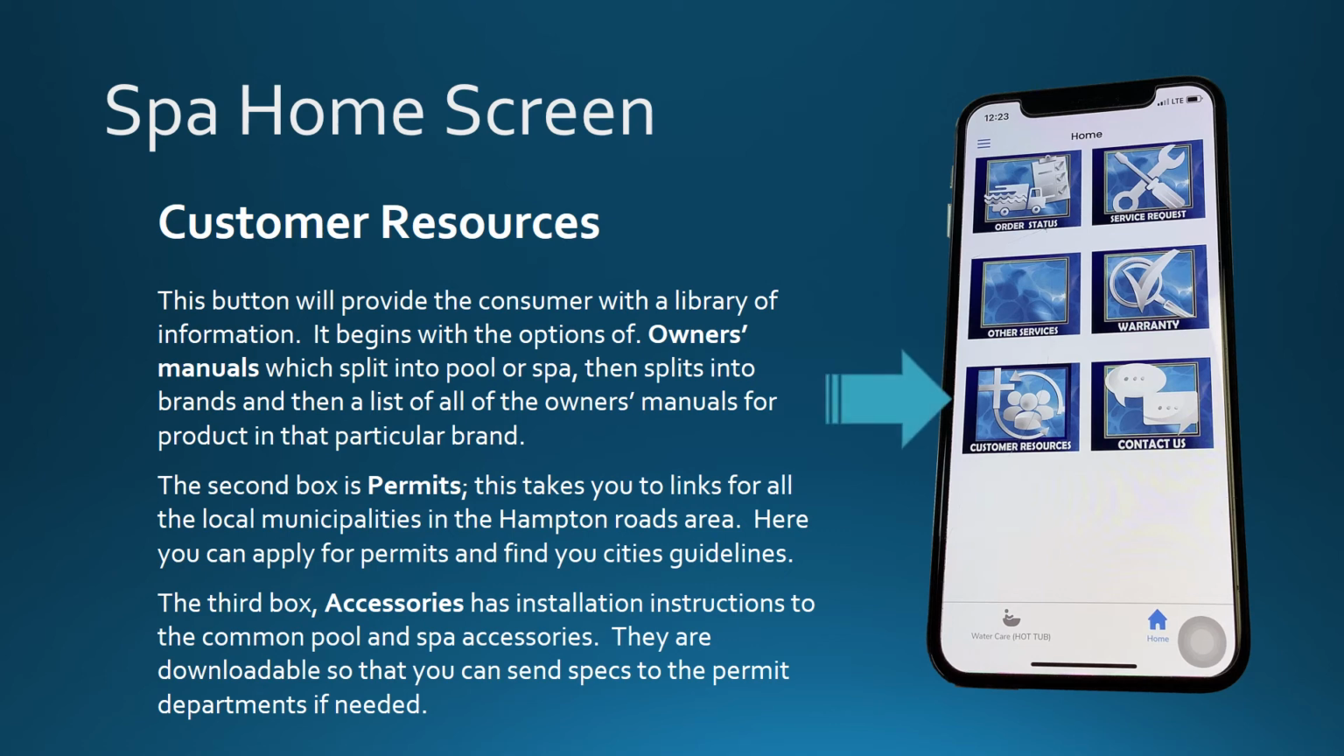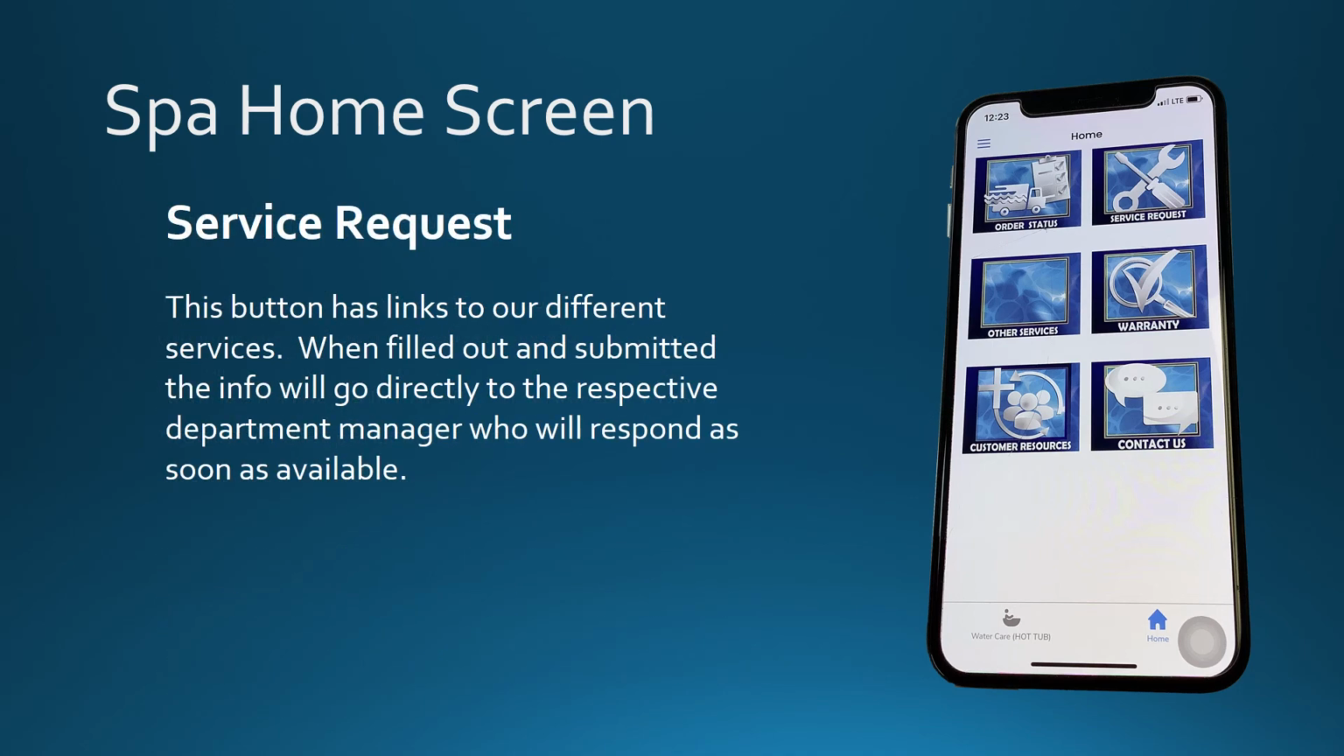On the bottom left is the Customer Resource button. This will provide the customer with options of owner's manuals. This page will split into pool and spa, then splits into brands, and a list of all of the owner's manuals for that particular brand. The second box is permits, which takes you to a link for all the local municipalities in Hampton Roads.